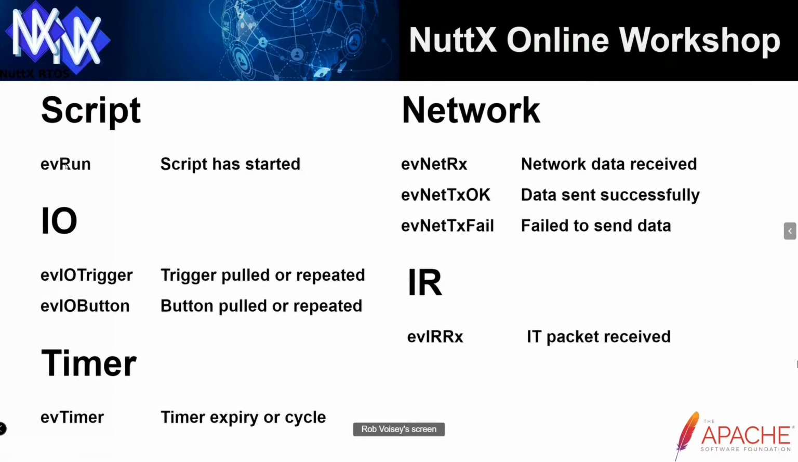EV run is called once the script is stood up. So it's initialized, it's run the global context, and it's ready to go. IO trigger and IO button are called when the state of one of those things has changed. There's your timer event, data received over the network, and also confirmation of earlier transmits.